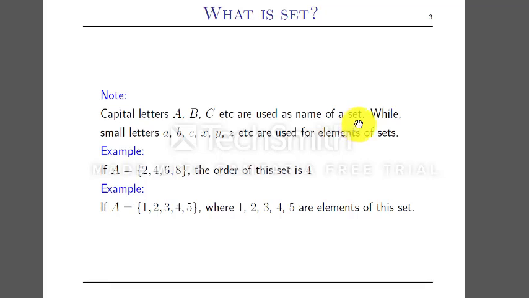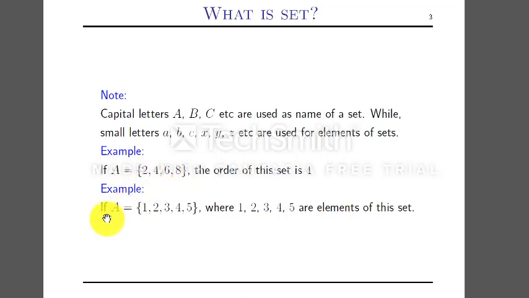Name of a set. To label a set, capital letters are used, while small letters a, b, c or x, y, z, etc. are used for elements of sets. Example: if there is a set A, and 2, 4, 6, 8 are elements that belong to that set, then the order of this set is 4, because the number of elements which belong to this particular set A is 4. So the order of this set is 4.